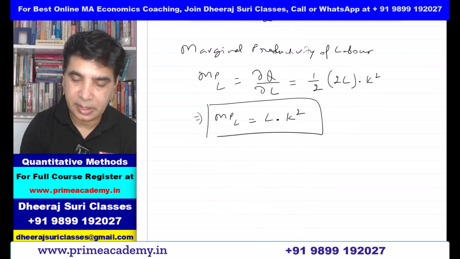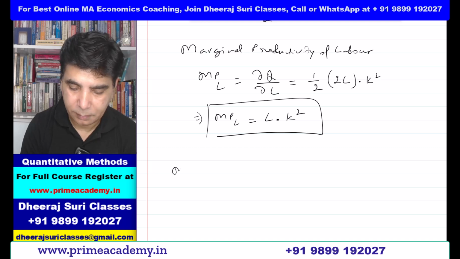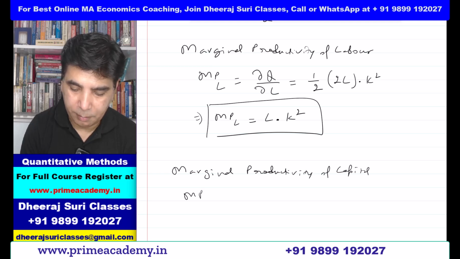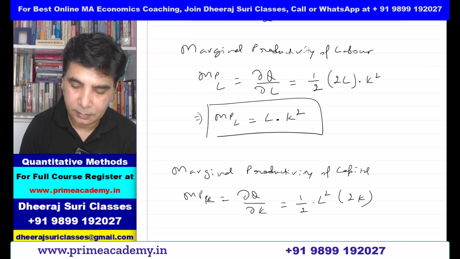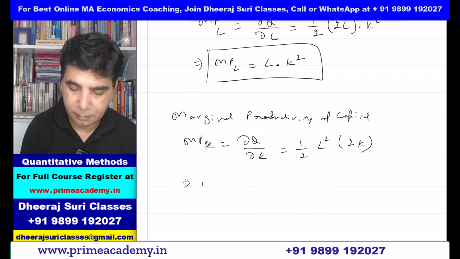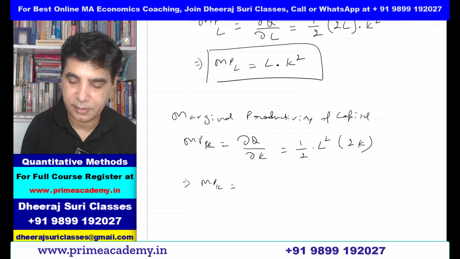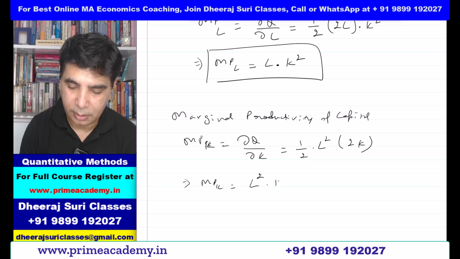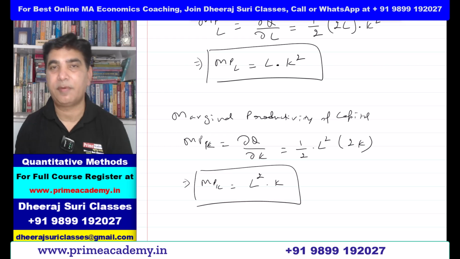And what is marginal productivity of capital? Marginal productivity of capital, MPK. This is the partial derivative of output with respect to capital. Half L square as it is, K square का होगा derivative 2K. So again MPK is half से 2 cancel, L square into K. So this is the marginal productivity of capital.